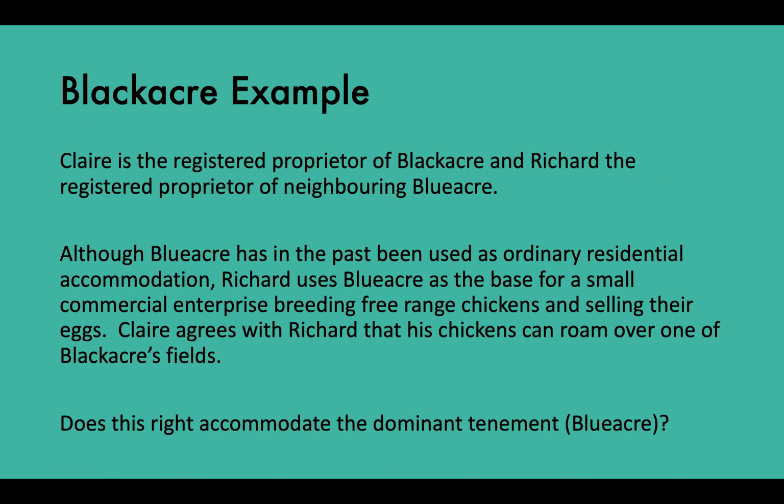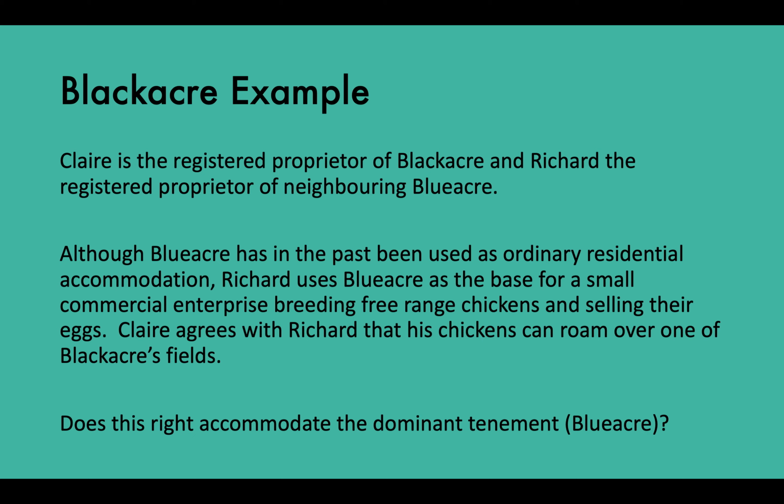Blackacre example. Claire is the registered proprietor of Blackacre and Richard the registered proprietor of neighbouring Blueacre. Although Blueacre has in the past been used as ordinary residential accommodation, Richard uses Blueacre as the base for a small commercial enterprise breeding free-range chickens and selling their eggs. Claire agrees with Richard that his chickens can roam over one of Blackacre's fields. Does this right accommodate the dominant tenement Blueacre?